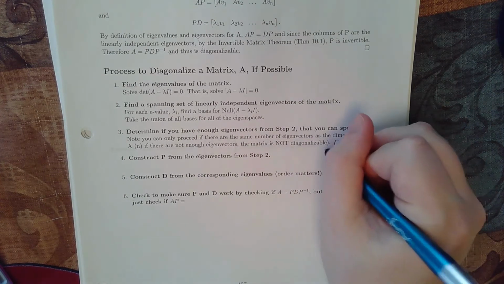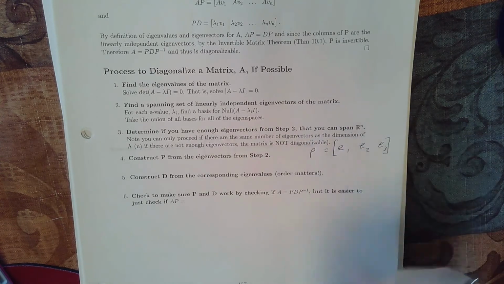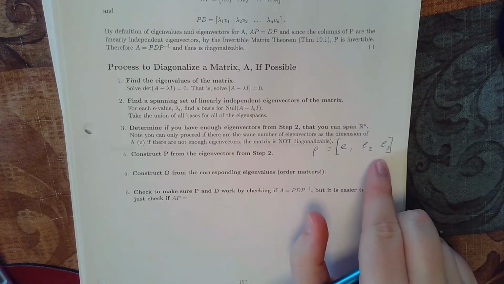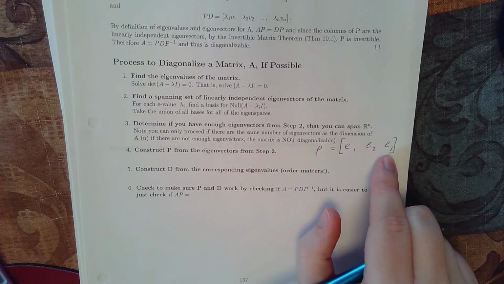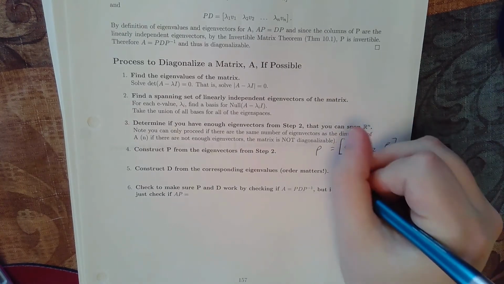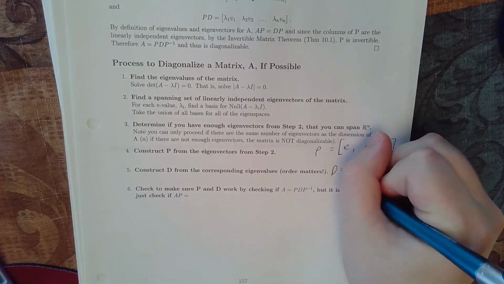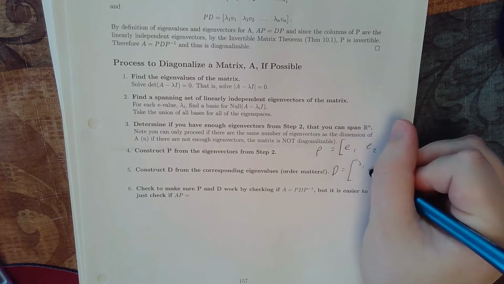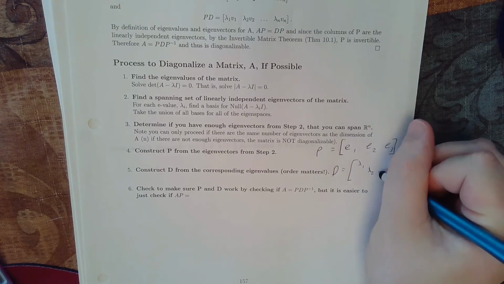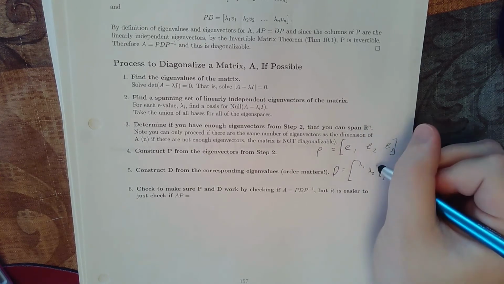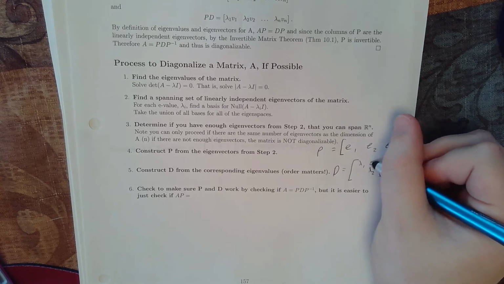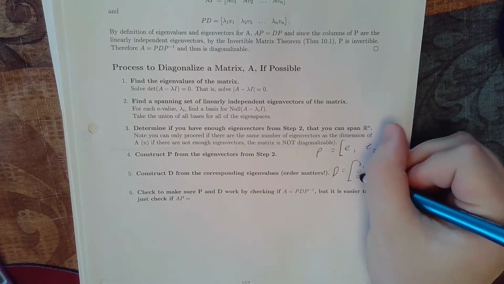Now, P is going to be constructed by taking the eigenvectors that we obtained and putting them in some order. And our matrix D is going to come from having our main diagonal be those corresponding eigenvalues with zeros everywhere else.